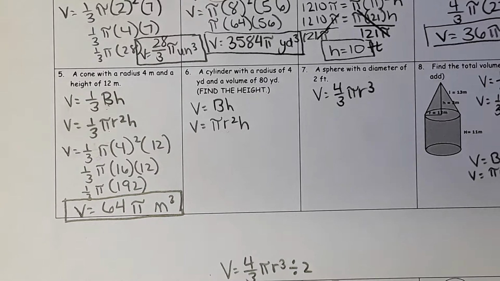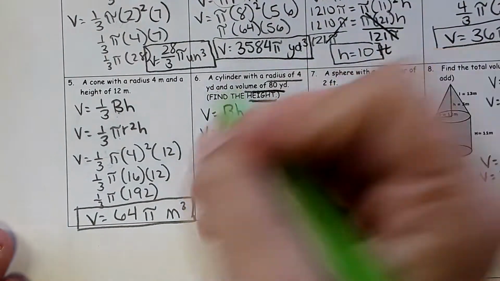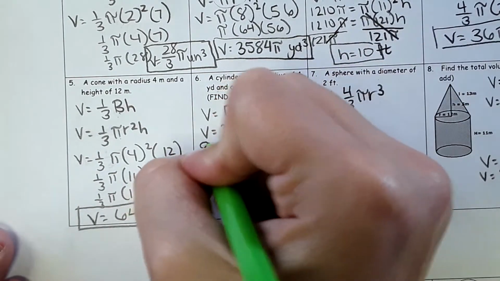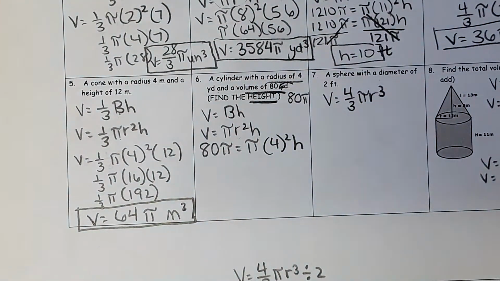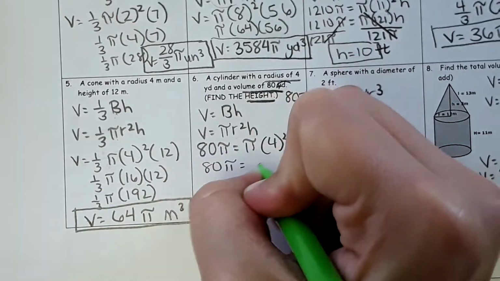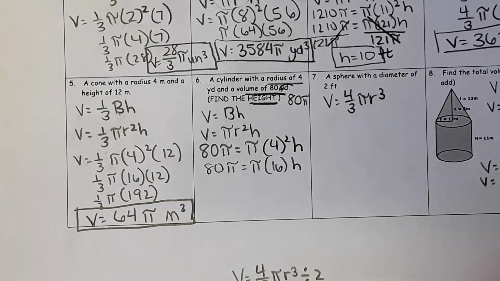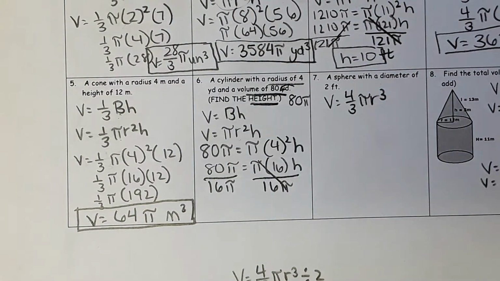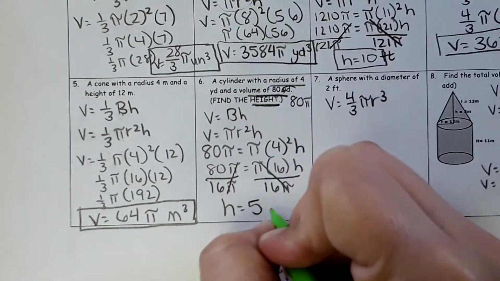The next one is an equation where we're working backwards. It says the cylinder has a radius of 4 and a volume of 80. It wants us to find the height, the h. So our volume is, this is supposed to be 80 pi, by the way, another typo, 80 pi. So volume's 80 pi equals pi, radius of 4, and we're finding the height. 80 pi equals pi times 16 times h. To get h by itself, we divide by 16 pi. The pi's cancel. 80 divided by 16 is 5, so the height is 5 yards.